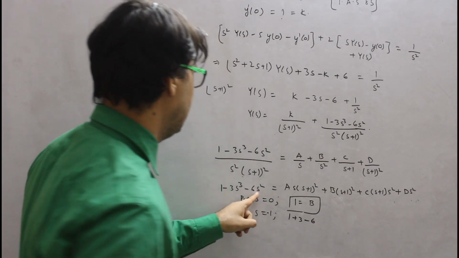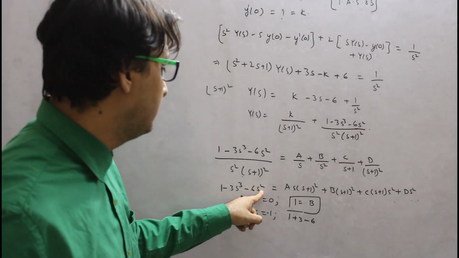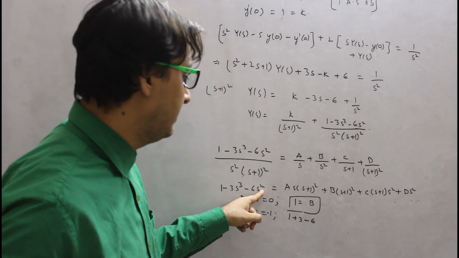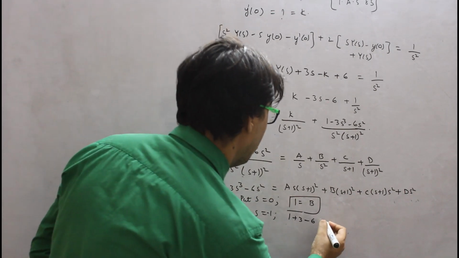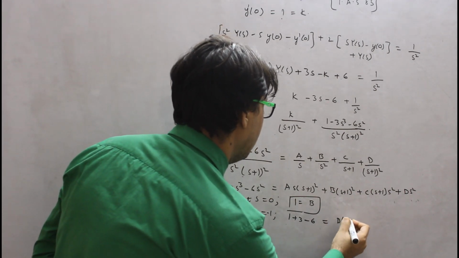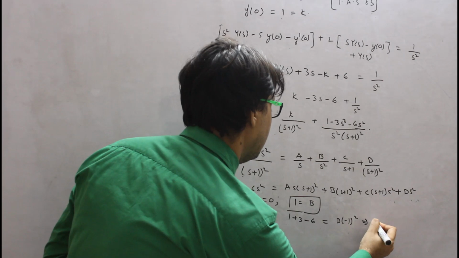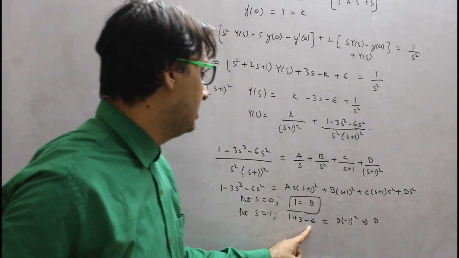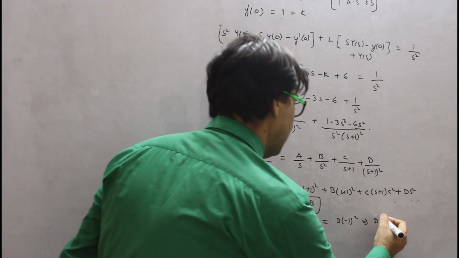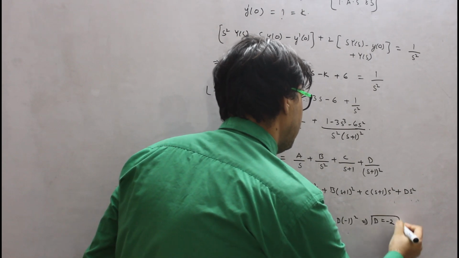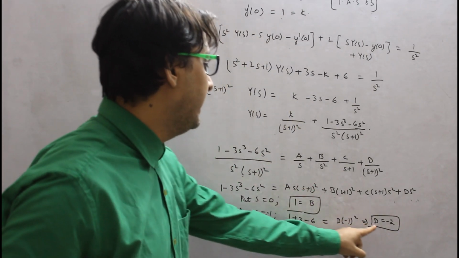And this becomes minus, because S square will make it positive, no negative sign. So we can put B as minus 1 whole square. So we get B as how much? 4 minus 6 is how much? Minus 2. So we got B and D.